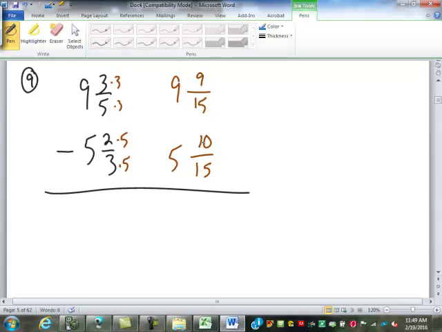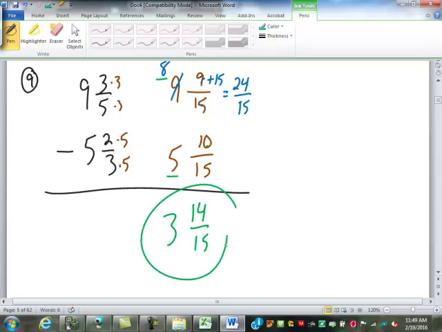We cannot subtract 10 from 9, so we have to borrow. This becomes 8. So we borrowed that one whole object from the 9. It contains 15 pieces. The denominator tells us each whole object is 15 pieces. So we add that to our 9 pieces to get 24/15. And now we subtract. 24 minus 10 is 14/15. 8 minus 5 is 3. I caught quite a few people on that one.